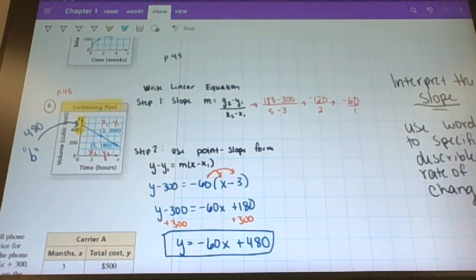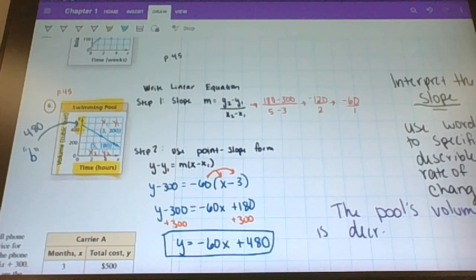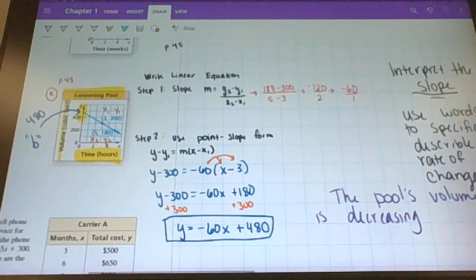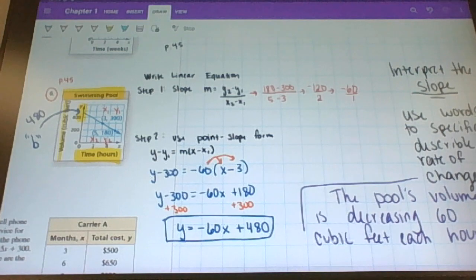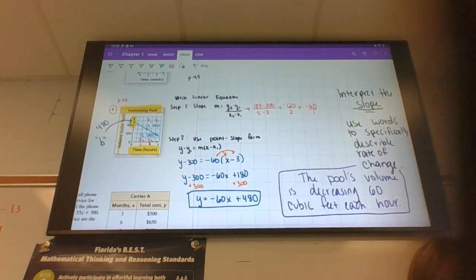I want to hear about the swimming pool. I want to hear about the y-axis, the volume, and the time. Very specific description. So an example is the pool's volume is decreasing 60 cubic feet each hour. Okay, so when it says interpret slope, we're talking a very specific proof that you understand what that negative 60 represents. So that's it. That's your assignment.